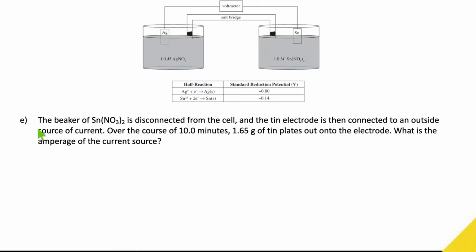So the beaker is disconnected from the cell. The tin electrode is then connected to an outside source of current. Over the course of 10 minutes, we have 1.6 grams of tin plated onto the electrode. What is the amperage of the current source?